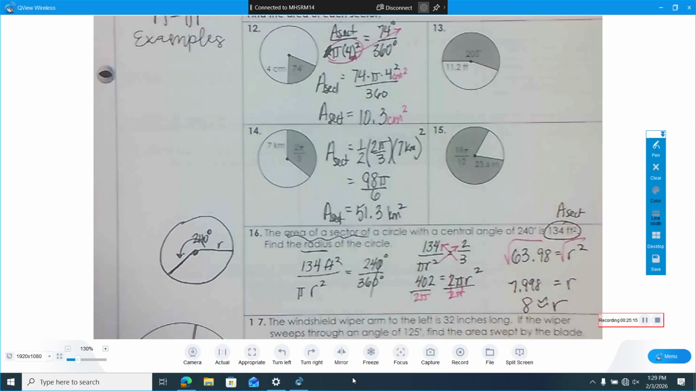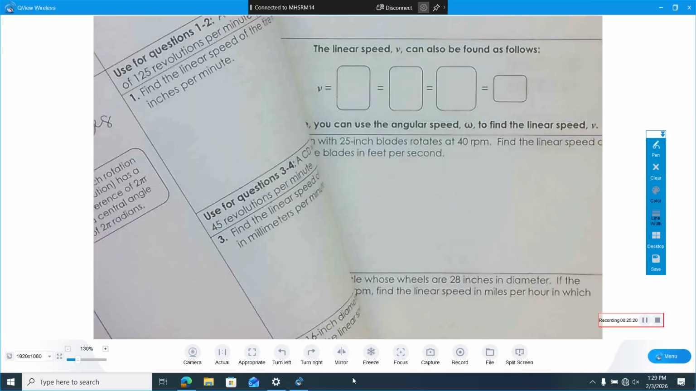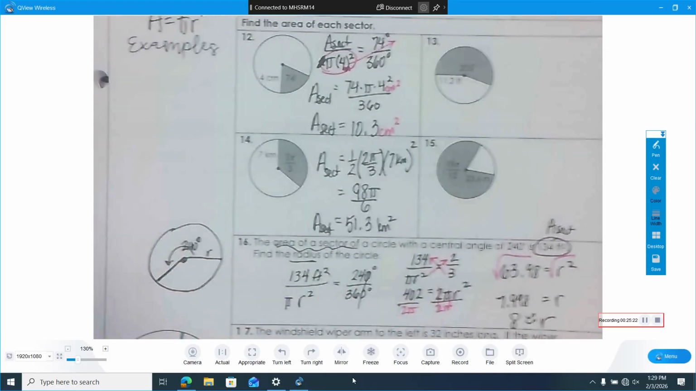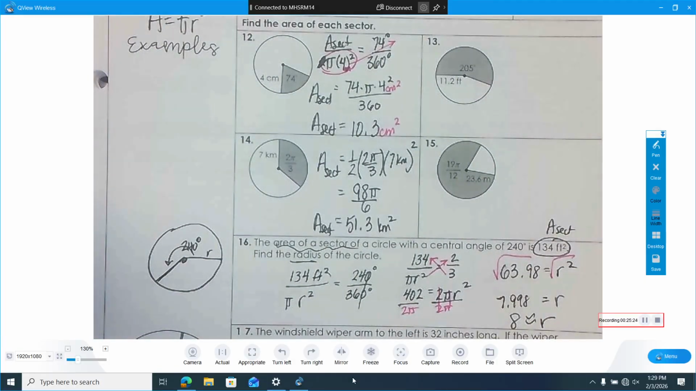Crazy. All right. Do you have questions for me? Was that pretty easy? Oh boy, circular motion. All right. Let me get you.